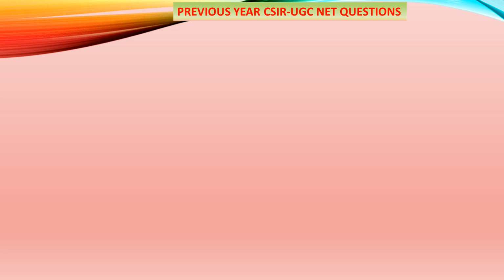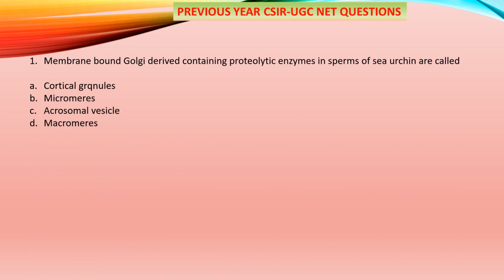Here is the first question. Membrane-bound, Golgi-derived vesicles containing proteolytic enzymes in the sperm of sea urchin are called what? Hope you all know the answer, and obviously the answer is the acrosomal vesicle. As you know, the acrosomal vesicle is rich in proteolytic enzymes, it is derived from the Golgi complex, and it is present in the sperm of sea urchin.